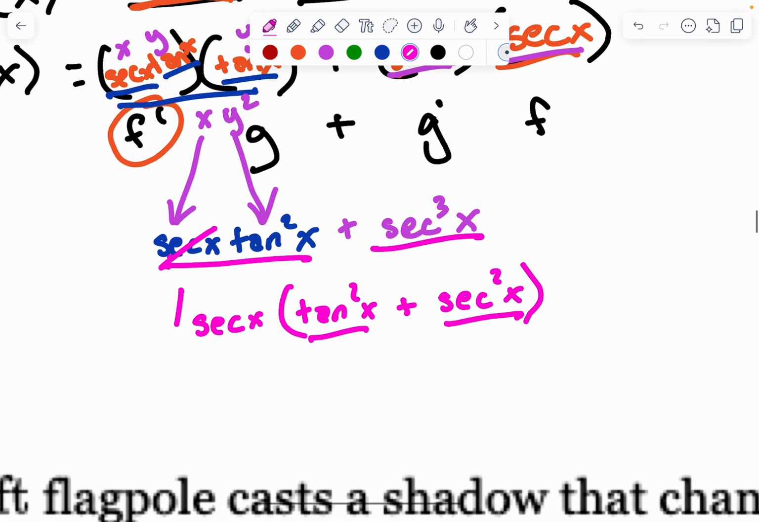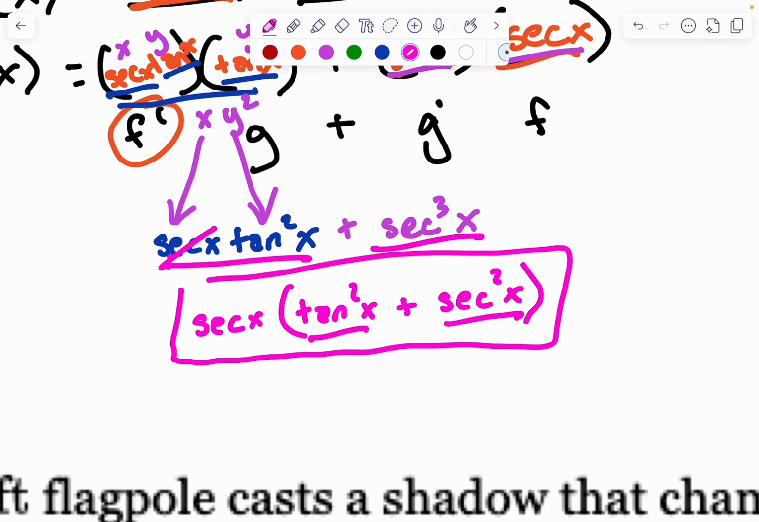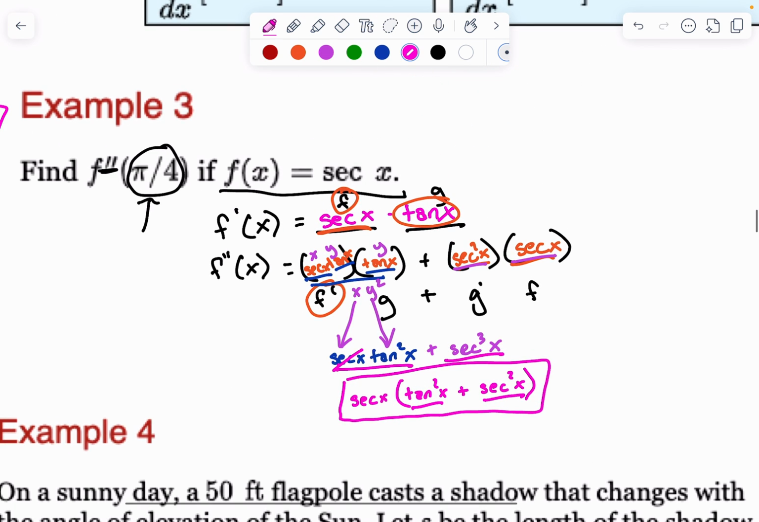So what we're going to do is just leave it like this for now. We do have to end up plugging in pi over 4, and we'll get to that, right? But for now, this is the product rule for the second derivative of a function.